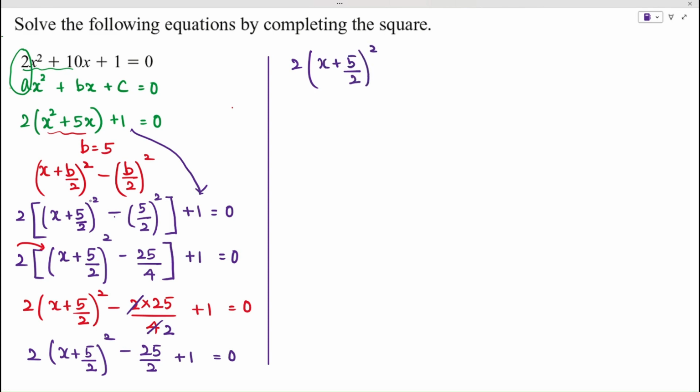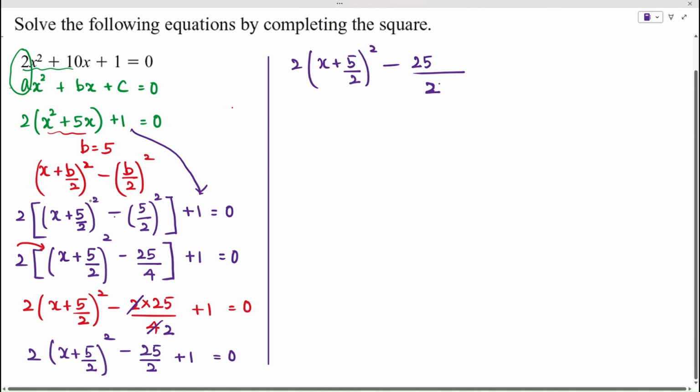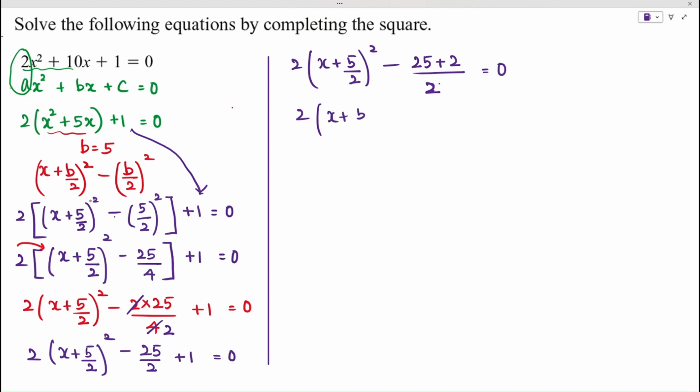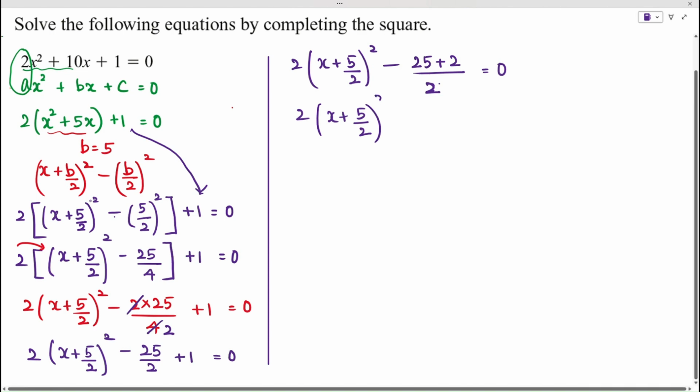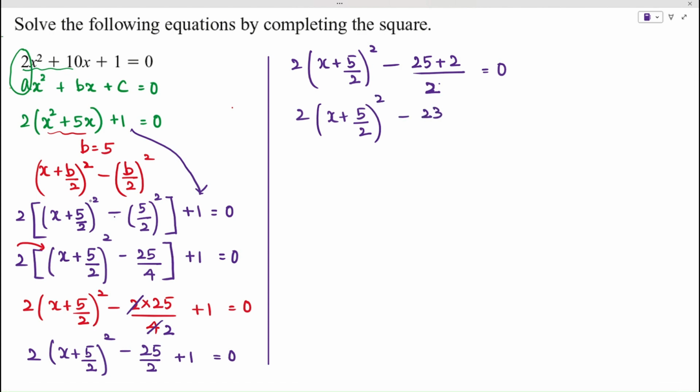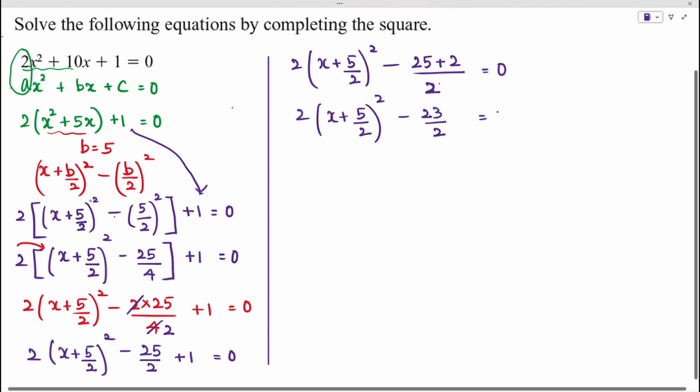And so we get 2 times (x plus 5 over 2) the whole squared, minus 25 plus 2 over 2. So this allows us to bring our two values together. We get 2 times (x plus 5 over 2) the whole squared, minus 23 over 2, is equal to 0.